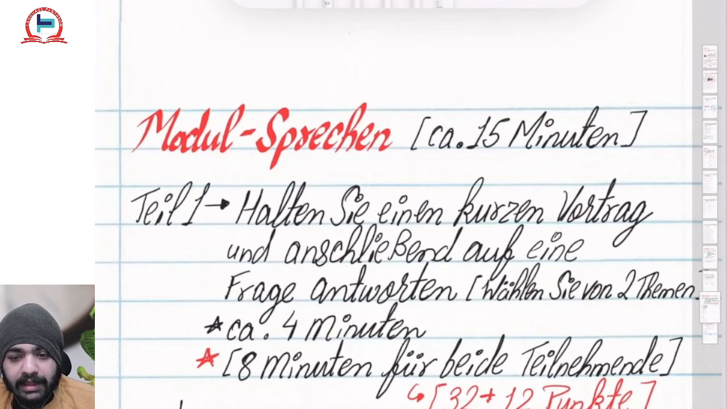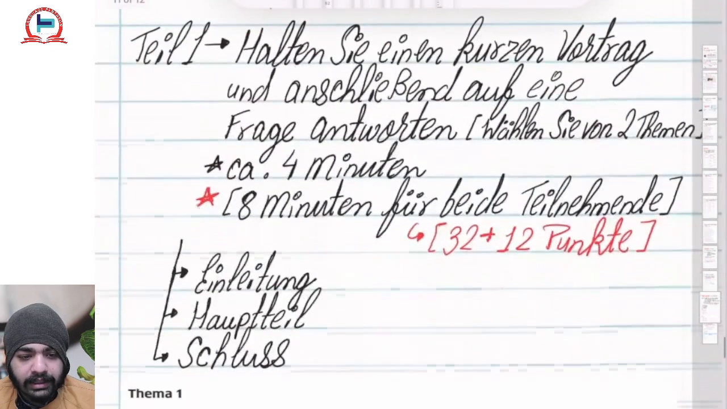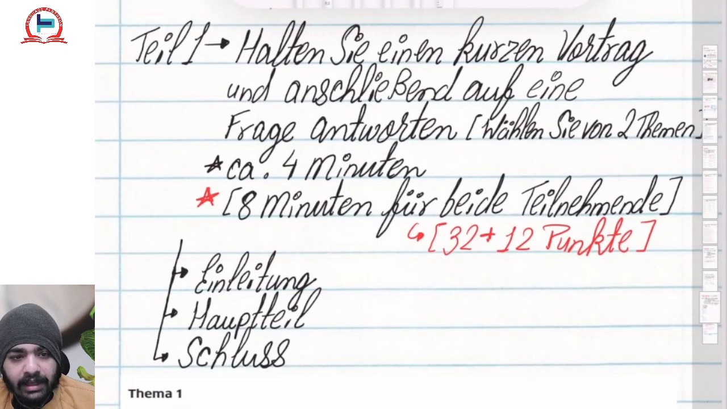The good thing is that you get to choose from 2 themes in this part. Okay, you get 2 themes and you have to choose the one with which you are the most confident, the one about whom you feel that you can speak a lot more. Yeah, in total it will take 8 minutes for both of the candidates, and you get 32 for your own speech and 12 marks for asking a question and answering the question which is asked to you. Okay, and it's divided into 3 parts: Einleitung, the introduction; Hauptteil, the main part; and Schluss, the ending.